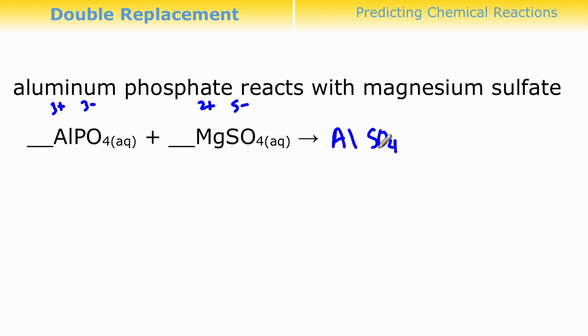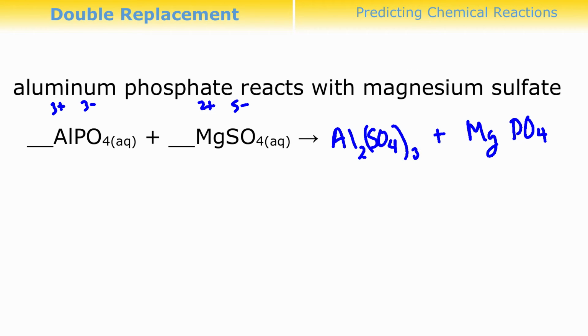I need to fix that formula yet. And then the magnesium is going to go with the phosphate. Magnesium goes with the phosphate. Now let's fix the formulas. I figured out who's going to be hooked together for the products. Let's figure out the formula. Aluminum is a 3 plus, sulfate's a 2 minus. So to balance this, I'm going to need to have 2 of these, because that'll be a 6 plus. And then I'm going to need 3 of these, because then that'll be a 6 minus. Okay, that's a good formula there.